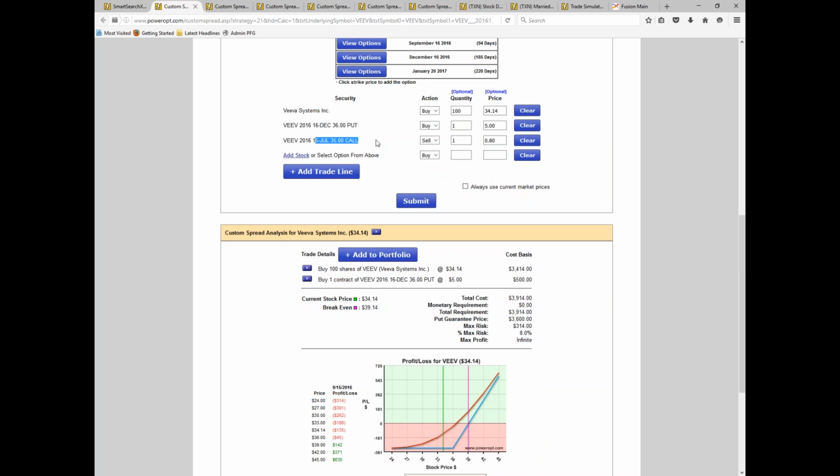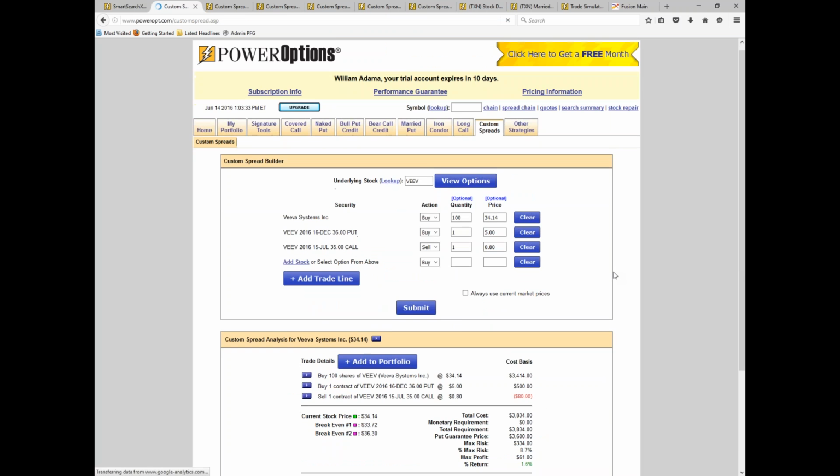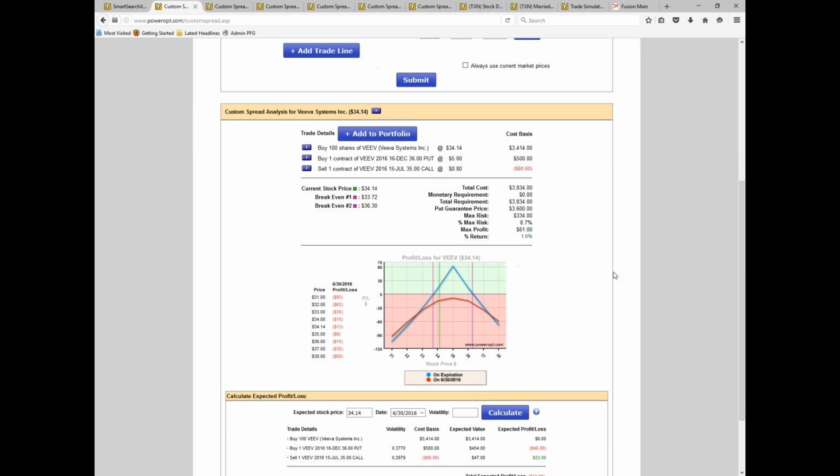By selling the call too soon, and especially below the put strike price, which is also a no-no discussed in the blueprint, we see two things here. Number one, my risk increased. How is that possible? I generated 80 cents. My risk should have dropped from $3.14 down to $2.34. Well, it did to the downside.